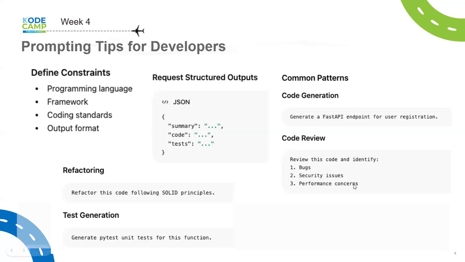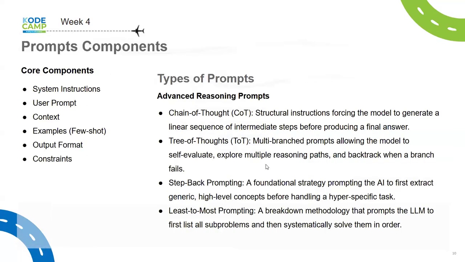So these are some of the common patterns if you're using it as a programmer. Code generation, generate an endpoint for this. Code review. In fact, I have a prompt that I have used for code review, which I'll share with my team. You can see it's very extensive. We are going to see some of these examples. So, review this code and identify. These examples are actually quite short. In real life, you are going to end up writing very long prompts because you want to put in as many things as possible. And we're going to try a few of them. Refactoring, test generation.